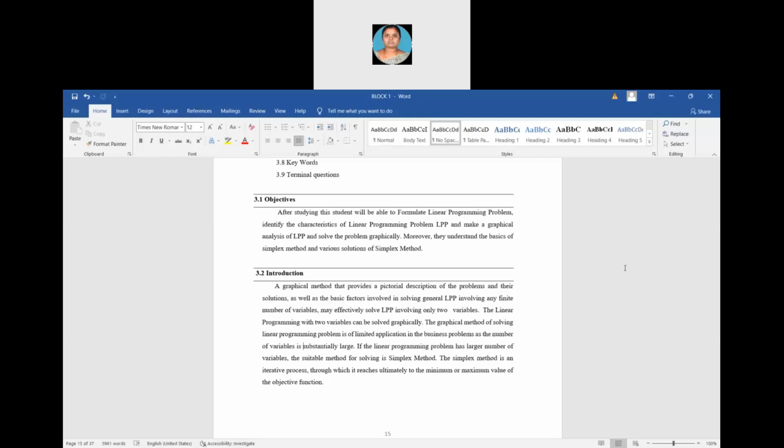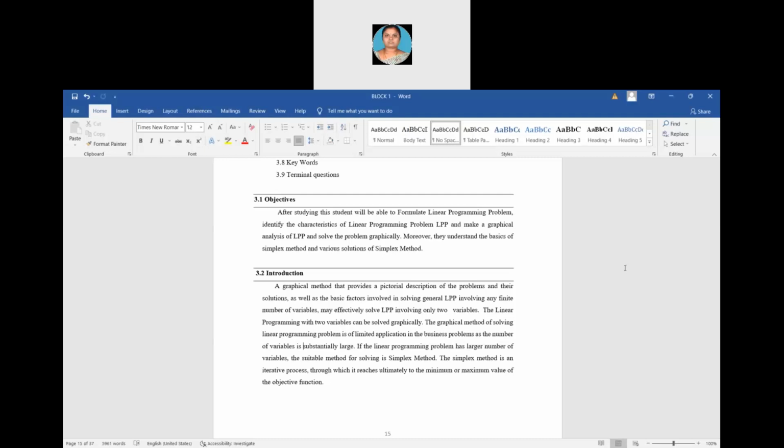We can solve a finite number of decision variables used in the LPP, but the graphical method may effectively solve an LPP involving only two variables. The graphical method is applicable only for two variables, but with the simplex method we can use any number of variables. The linear programming problem with two variables can be solved graphically. The graphical method of solving linear programming problems is of limited application in business problems, as the number of variables is substantially larger. So if we have only two variables, x1 and x2, we can definitely solve those equations using the graphical method.